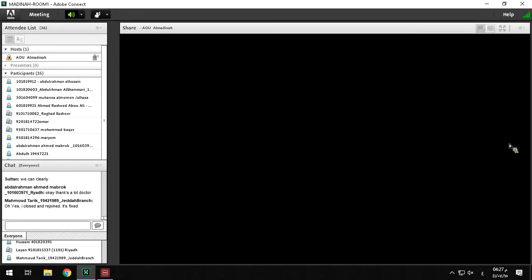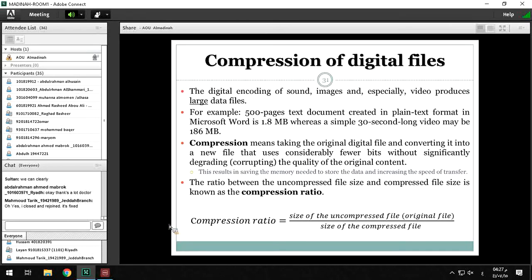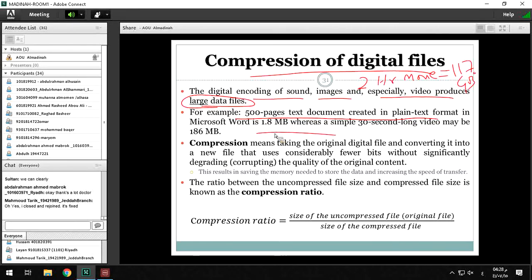We need compression to reduce the size of the files. Compression of digital files is required to reduce the size of the files. Digital encoding of sound, images, and videos produces large data files. Even a 2 hour movie or video file stores 117 point something gigabytes, which is not practical or a good thing for any storage device or system. For example, 500 pages of text document created in a plain text format takes 1.8 megabytes, whereas a 30 second long video will take 186 megabytes.